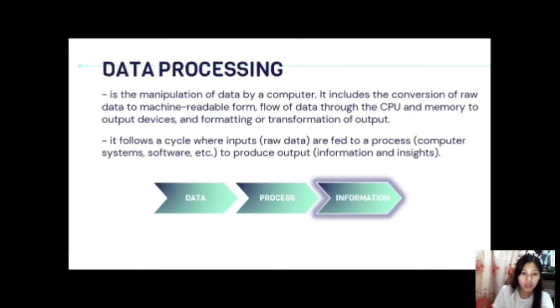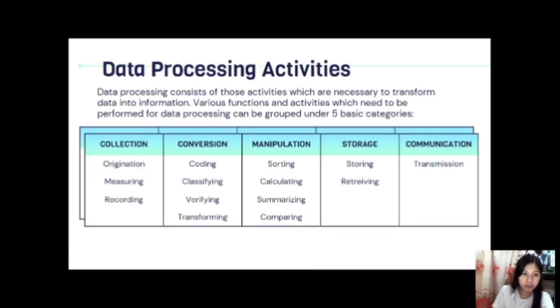So, data processing activities. Data processing consists of those activities which are necessary to transform data into information. So, data processing can be done manually, mechanically, and electronically. But regardless of this, may certain functions and activities siya na kailangan to be performed for the data processing. And these are grouped under 5 basic categories.